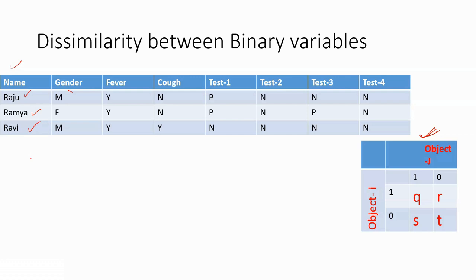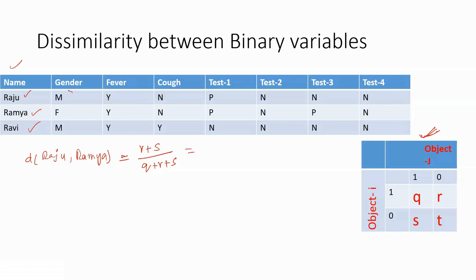Now we need to find the dissimilarity between two different patients. Take Raju and Ramya. As per the Jaccard coefficient, it is R plus S divided by Q plus R plus S. T is not considered, as discussed earlier. R represents object values 1 and 0. Here 1 indicates yes or positive, and 0 indicates no or negative.